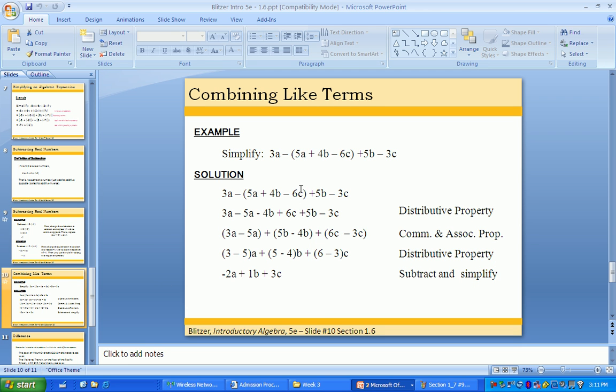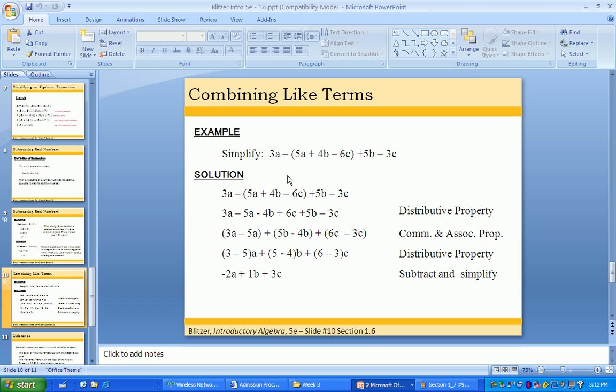And now here's another example. On the side they have some properties that we can use to help us combine the terms appropriately. I'll let you look at that. The first thing we did is we distributed the negative sign. We can pretend there's a negative 1 right here, and we distributed that to everything inside.